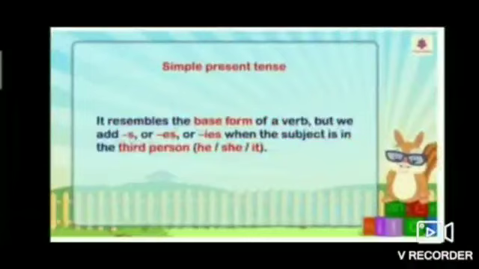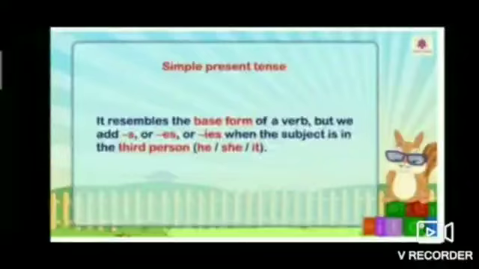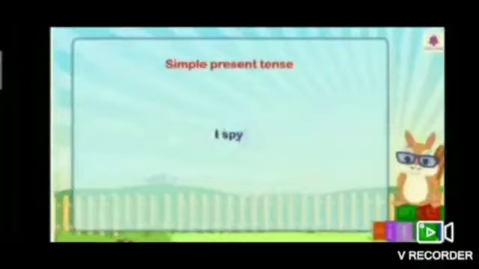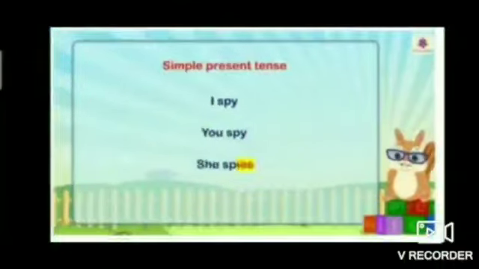It resembles the base form of a verb, but we add s or es or ies when the subject is in the third person: he or she or it. Okay? For example, I spy. You spy. She spies.